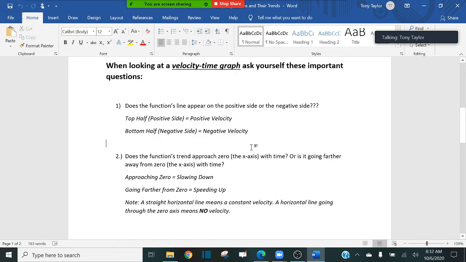The second thing you want to look for is the function's trend. Does it approach zero with time, or is it going further away from zero with time?